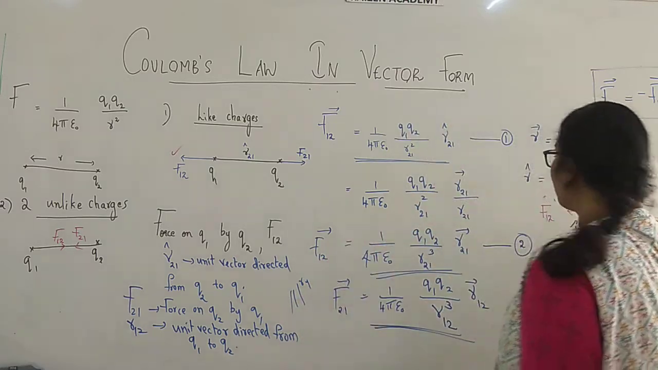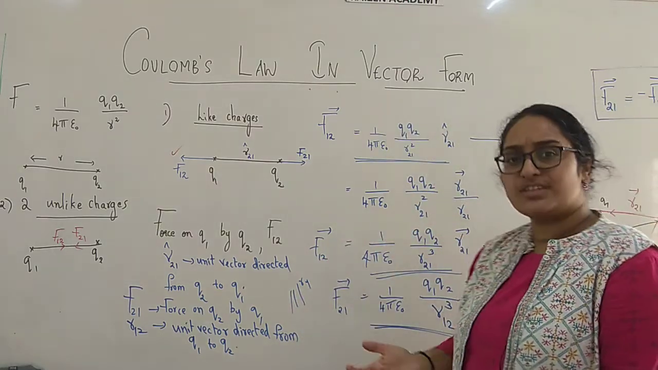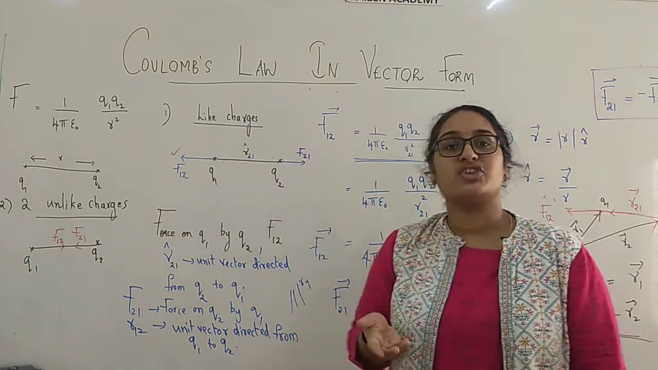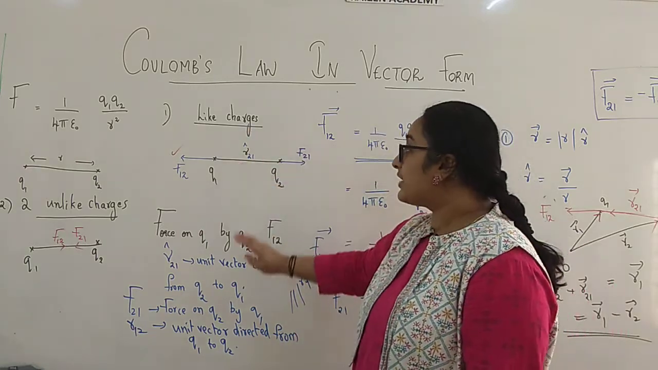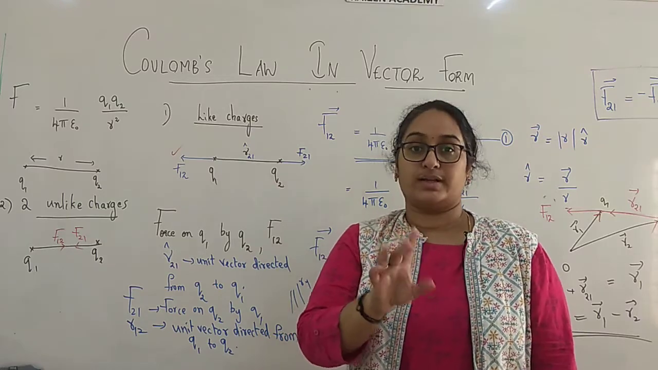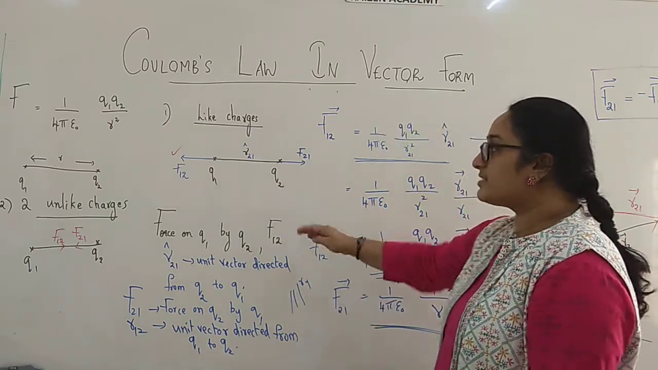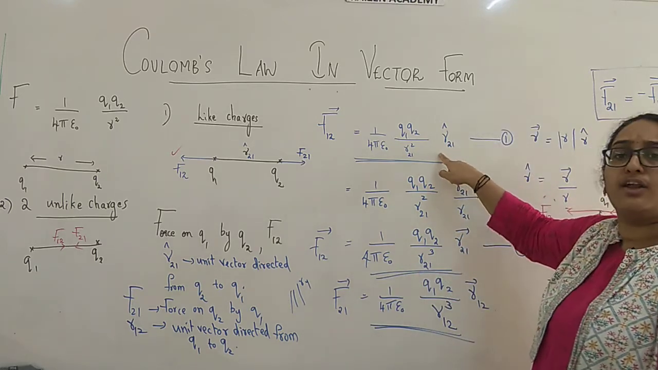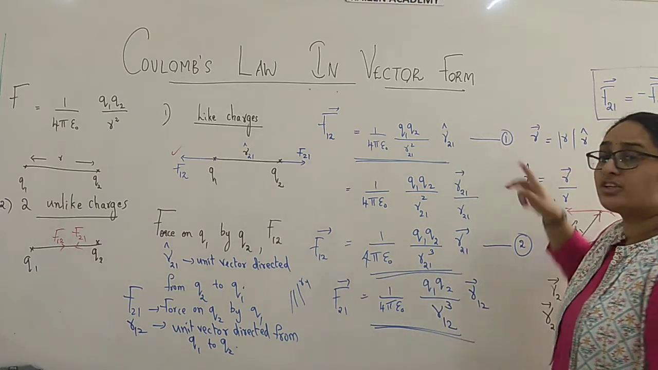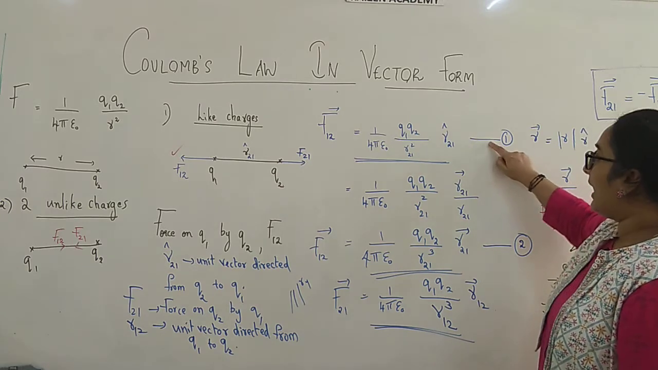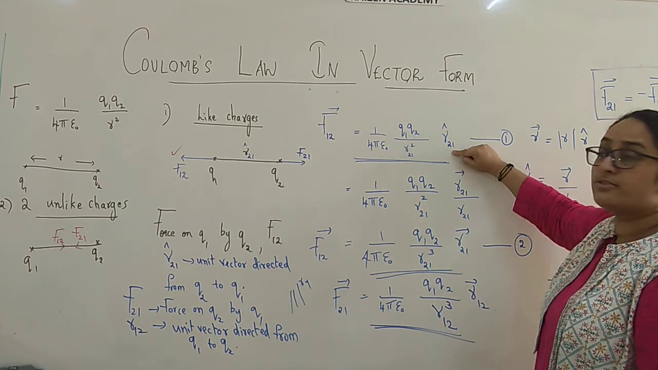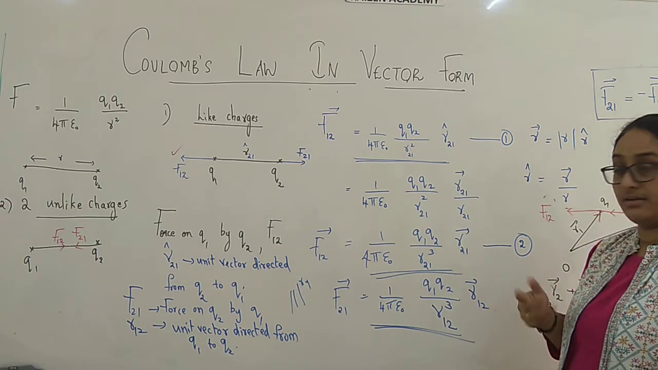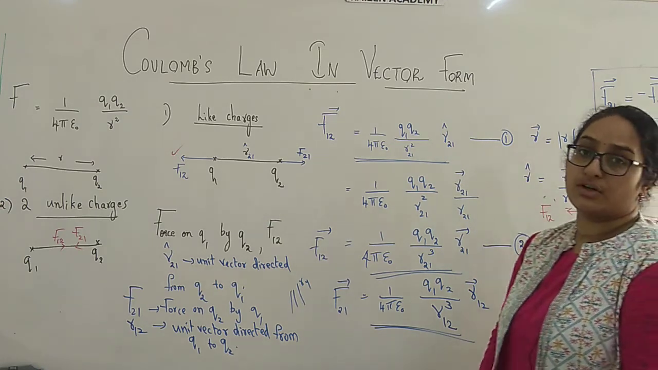You need not draw this diagram and explain. What you need to write is, you can take either like charges or unlike charges and represent F12 or F21. Any one is enough. Then write any one of the equations. I have actually written two forms: one in terms of R21 cap, another in terms of R21 vector. Any one equation is enough for the exam.